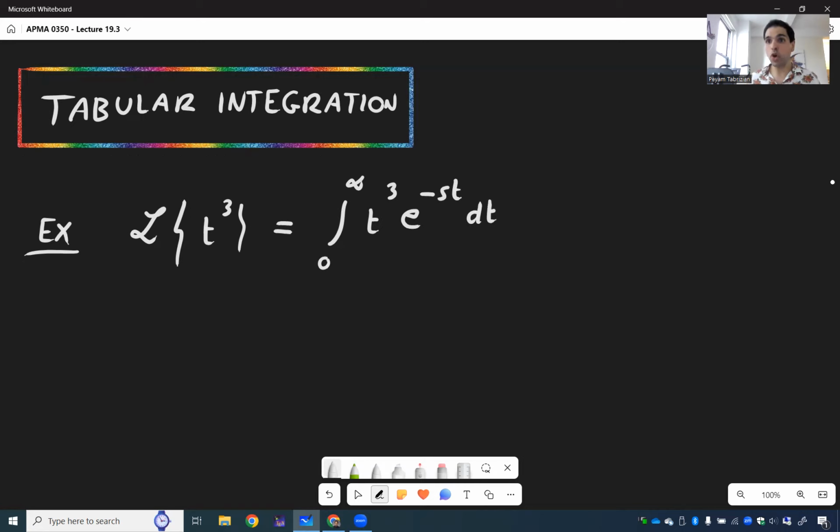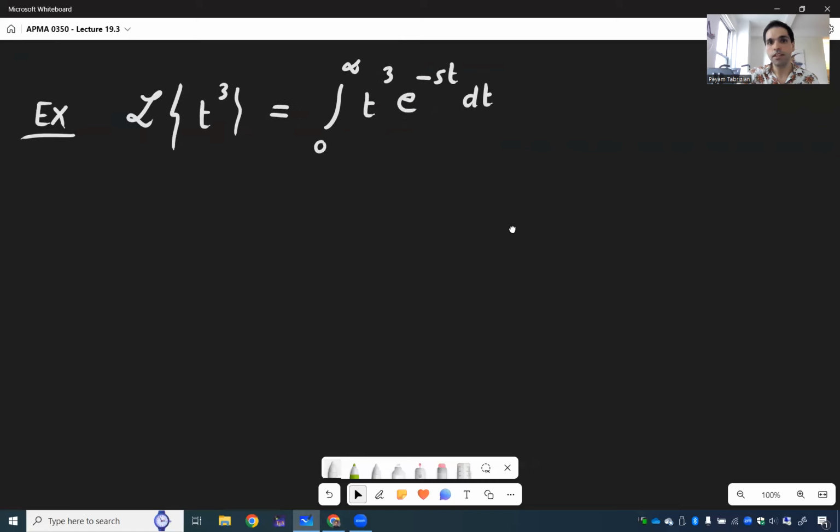What I'd like to show you is a technique called tabular integration, or it's also sometimes called the DI method. What it really is, it's a shorter way of doing a bunch of integrations by parts. The way it works is as follows. On the left-hand side, you put t cubed. On the right-hand side, you put e to the minus st.